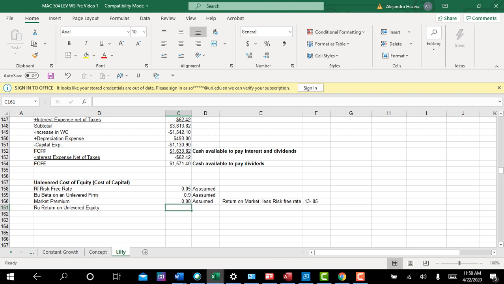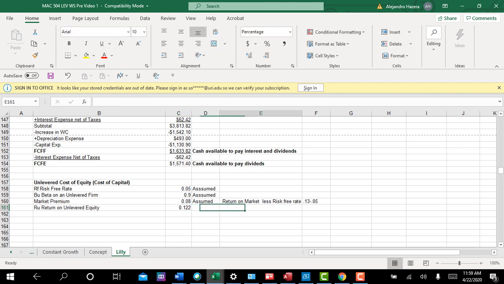Okay, so now let's look at the results of this formula here, and what I'll do is I'll put the formula in and then go over the formula. I'll write out the formula. Okay, so let's just do this. The formula is your risk-free rate plus the beta on an unlevered firm times the market risk premium.